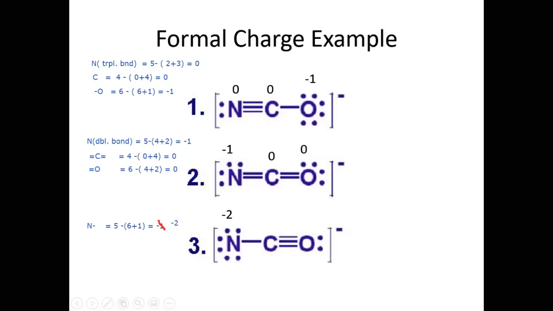So now we do the carbon in the center. So carbon has four valence electrons minus zero lone electrons plus four bonds equals zero. And then lastly, we have a triple bond oxygen. So oxygen has six valence electrons minus two lone electrons plus three bonds equals positive one.